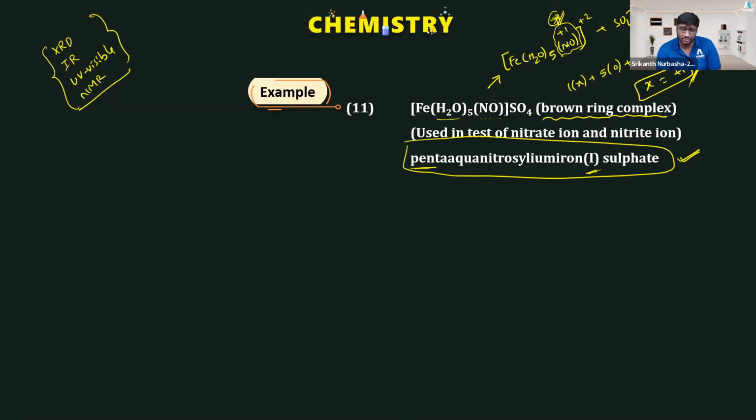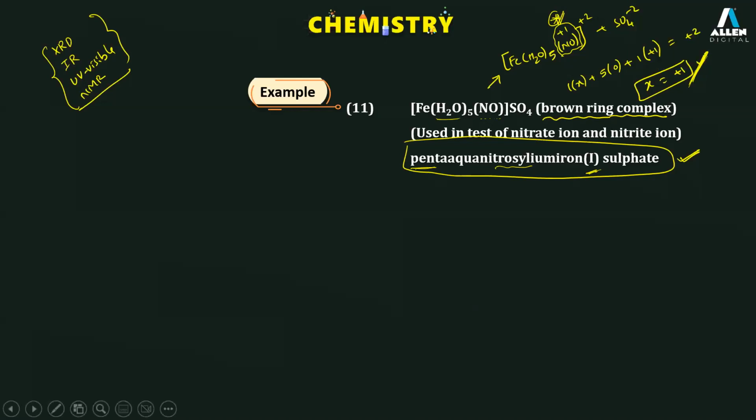Are you getting this or not? Yes, sir. Okay, NO is in the +1 state, that we have to know, because in the brown ring complex, the nitrosylium ion is there. If you know this, then only we can find out the oxidation state of iron. Or if you remember the oxidation state of iron, then you can reversely figure out the oxidation state of NO. You will get +1. That means you can also say nitrosylium is present. This NO+ has been given experimentally, that in the brown ring complex, these are the ligands present. This is the metal ion, and this is how the dissociation happens. Got it now? Yes, sir.